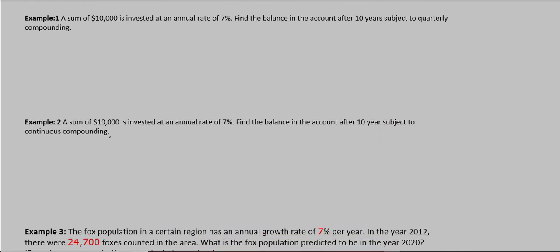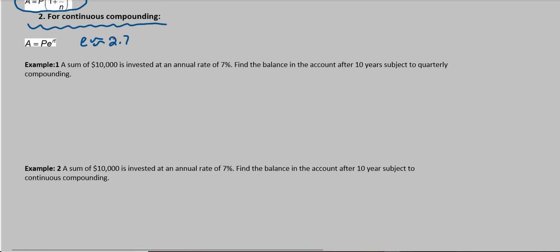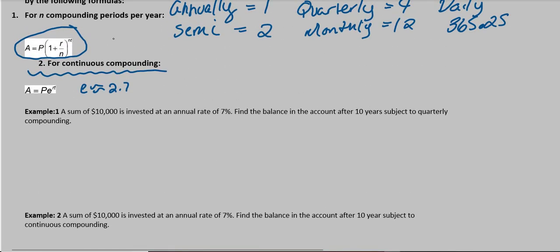A sum of $10,000 is invested at an annual interest rate of 7%. Find the balance in the account after 10 years subject to quarterly compounding. So I would have to ask myself, which one of those formulas would I need to use? Well, in this case, it's compounding so many times per year because it says it's subject to quarterly compounding. So I need to use this first formula.